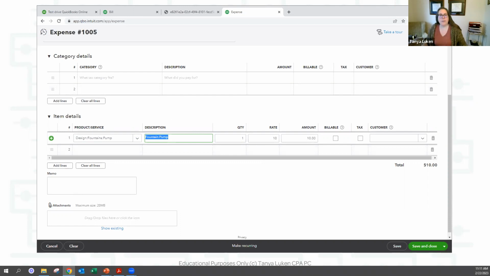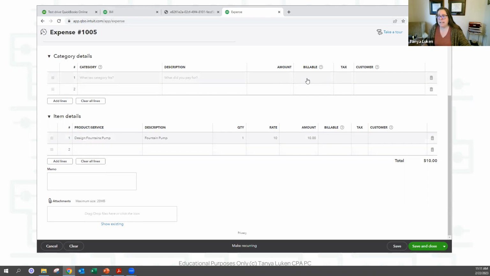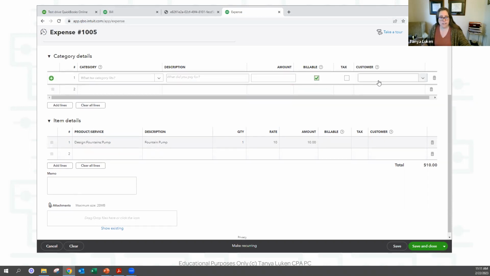And the other thing you can't do is make something billable to a customer in the bank feeds as well. You can pick that it's for a customer, but it gets a little goofy there. So I like to use expenses and bills when you're doing a little bit more complicated accounting.